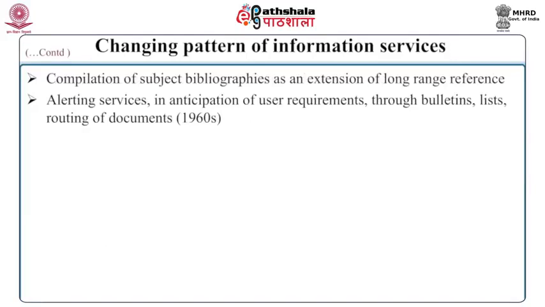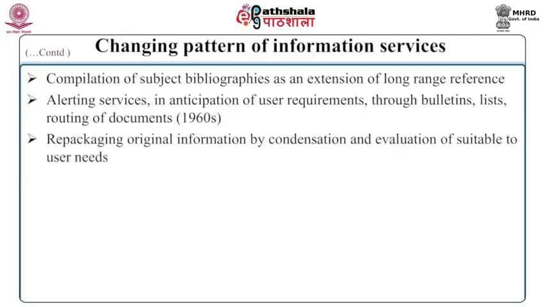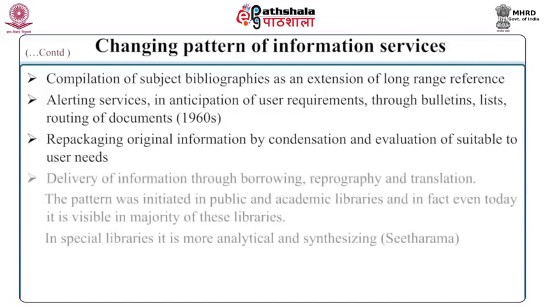As I've already mentioned, from the 1960s onwards, alerting service or current awareness service and selective dissemination service have emerged. Repackaging the original information by condensation and evaluation, suitable to the user needs, came into existence from the 1960s onwards and became much popularized during the 80s. Delivery of information through borrowing, that is the lending service, reprography and translation. These are the support services, reprography and translation support services. So these also emerged in the 60s and 70s.